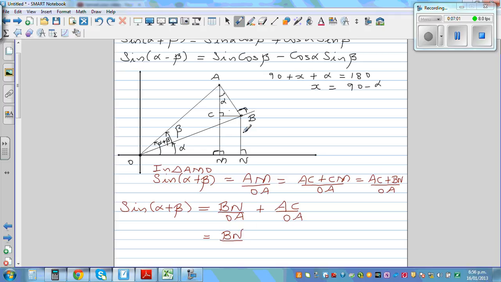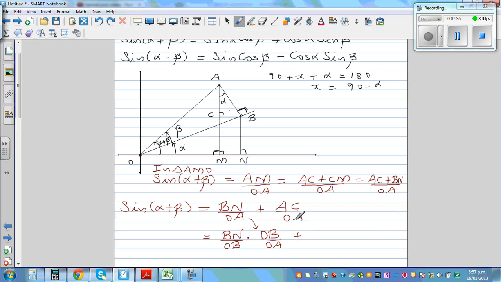I can't use BN and OA because BN and OA are in different triangles. But what if I write BN over OB, because BN and OB are in one triangle, times OB over OA. I have created this term or this side by myself, so I have to cancel that. So this and this are one and the same. This is BN over OA, and OB and OB get cancelled.